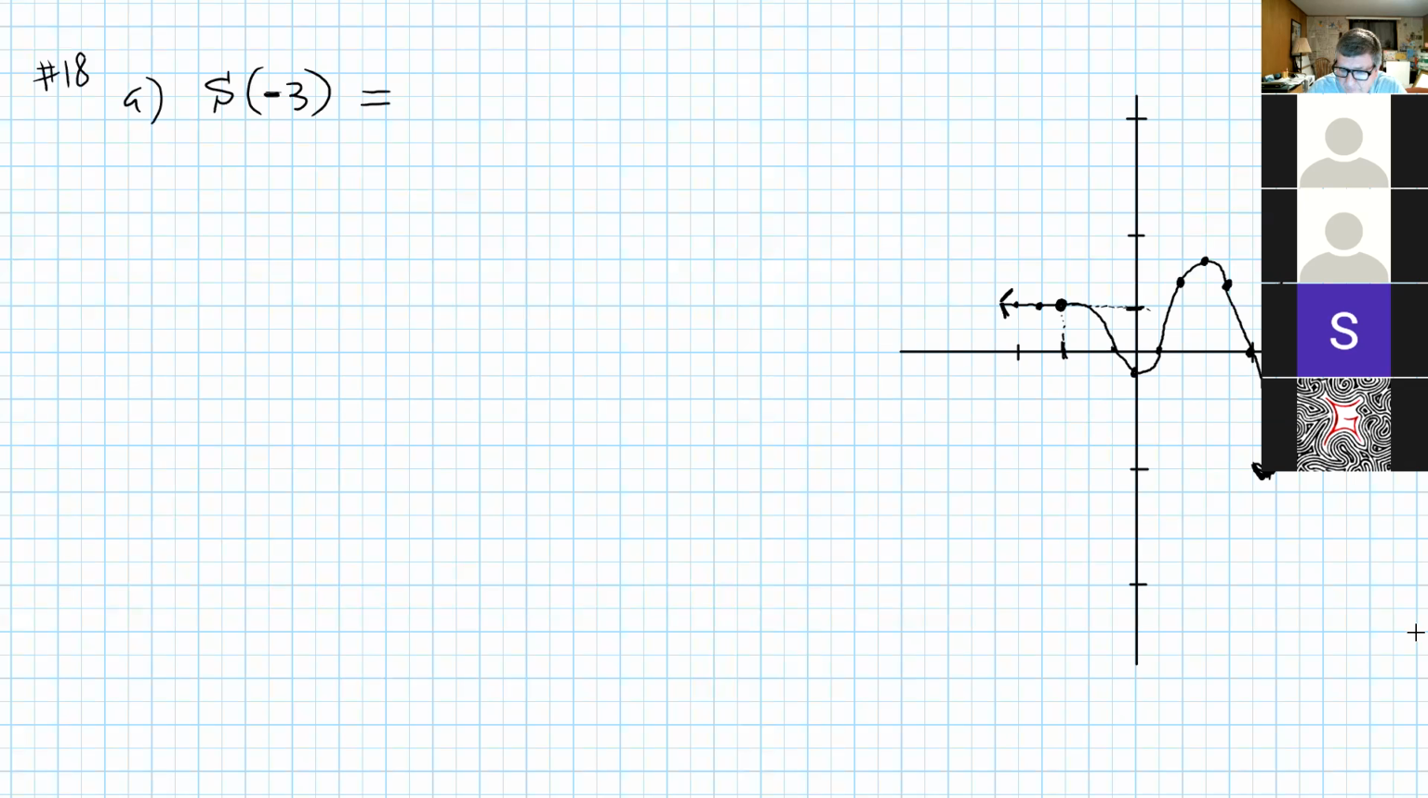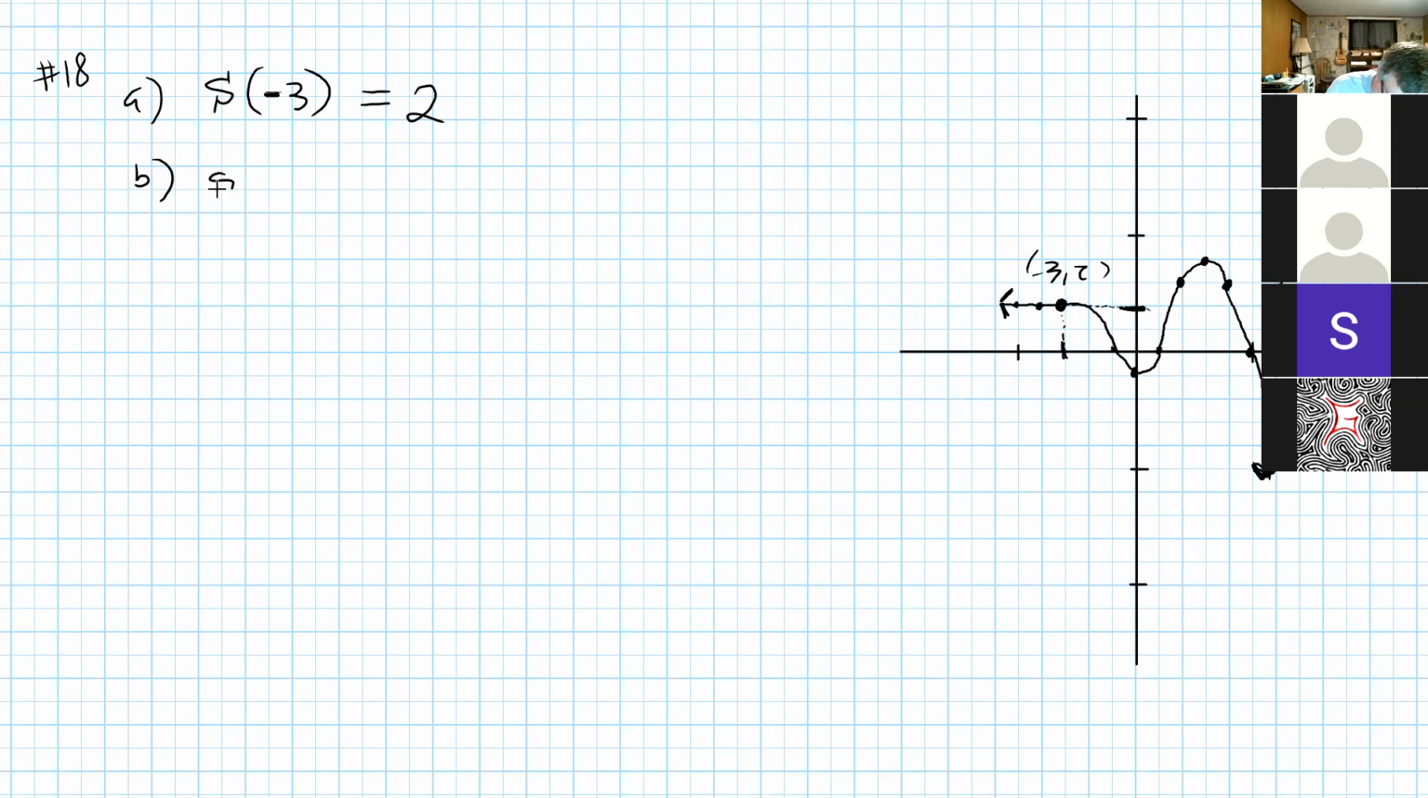Negative 3, 2. Right there, isn't that y equals 2? Okay. All right. We good? Yeah. All right. This is getting tough.